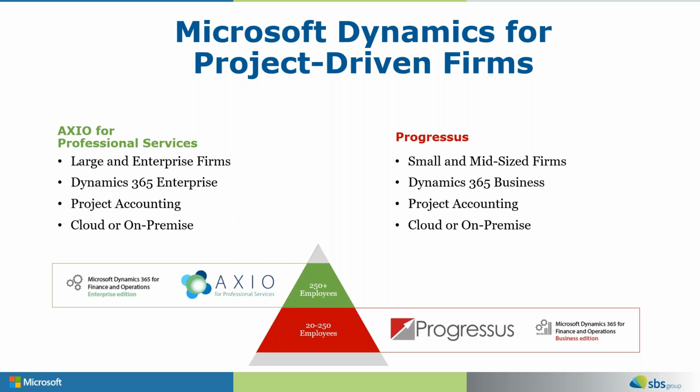Yeah, and I think here also, level of complexity, right? If you're a professional services firm that has a much more complex billing and revenue recognition need or contract management need, you may want to look at the AXIO product and the Dynamics 365 for Finance and Operations product versus Progressus, although Progressus does have some really deep functionality as well.